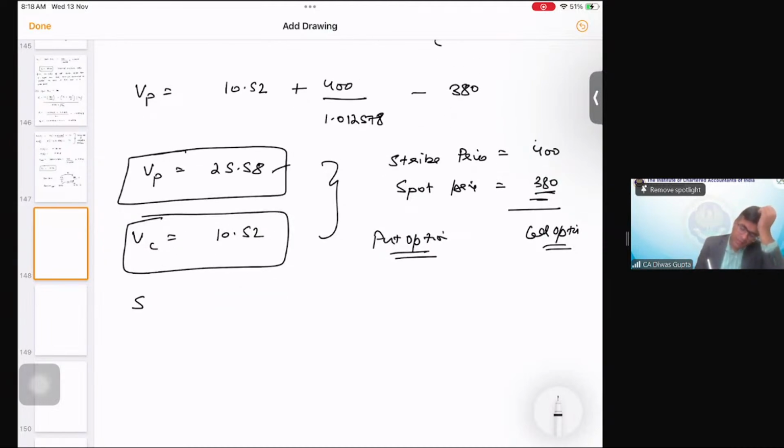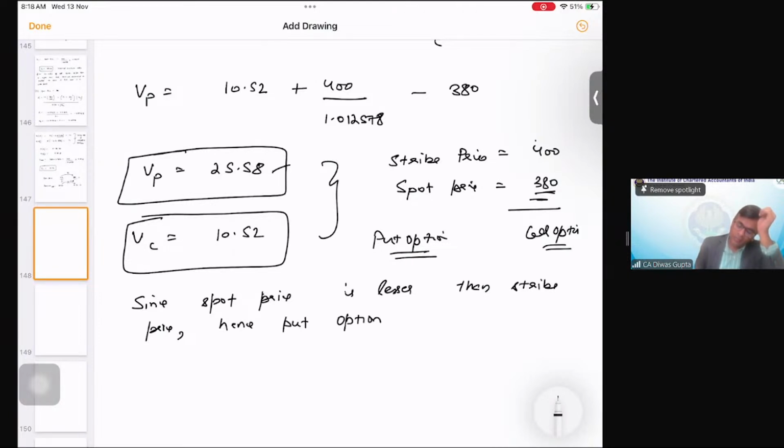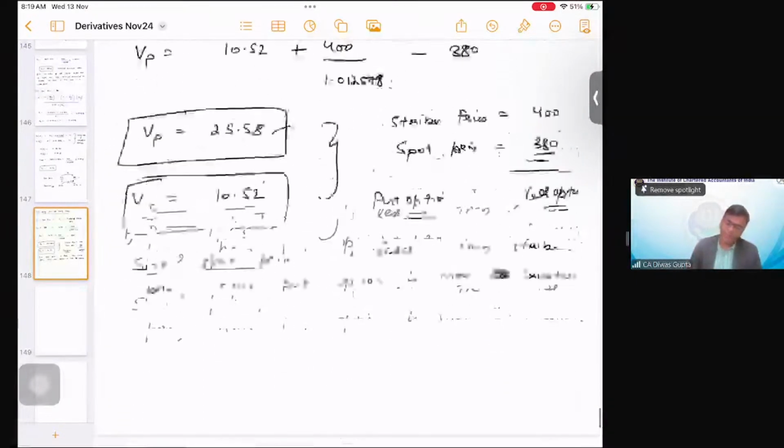So since spot price is lesser than strike price, hence put option is more lucrative. Are we clear till now, students? Are all of you with me till now?